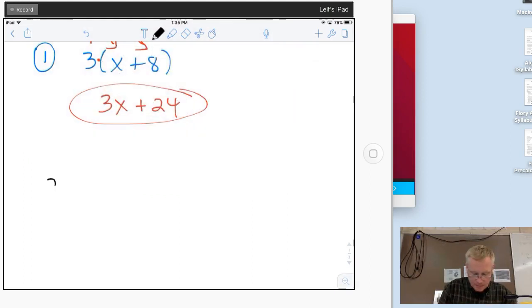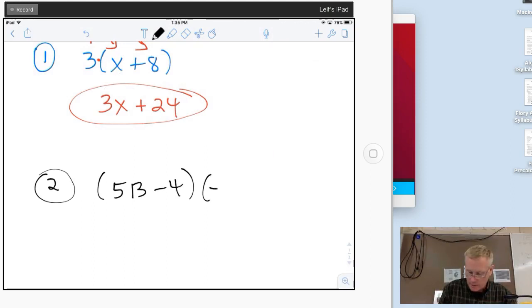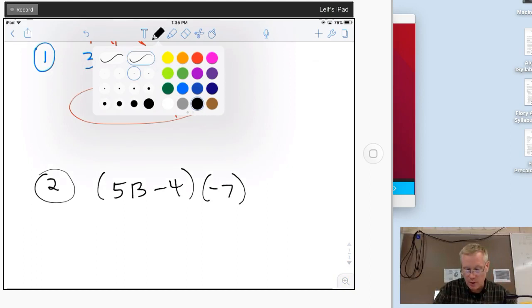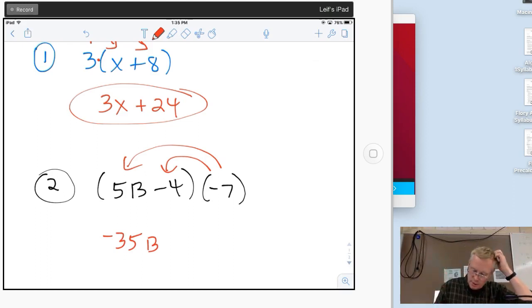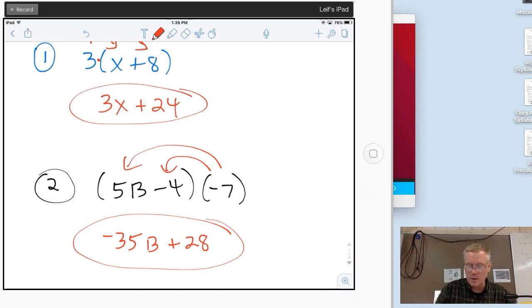Number 2, I got 5b minus 4, and then this negative 7. So this is actually the same kind of problem. The only thing that's different is they put the negative 7 on the right instead of the left. So I'm going to multiply both of those by negative 7. 5b times negative 7: 5 times negative 7 is negative 35b. Negative 4 and negative 7: when you multiply two negatives together, you get a positive number. Then I can multiply 4 times 7 and get 28. Once again, you're done. Don't add variables and numbers together. You can multiply and divide them, but you can't add or subtract them.